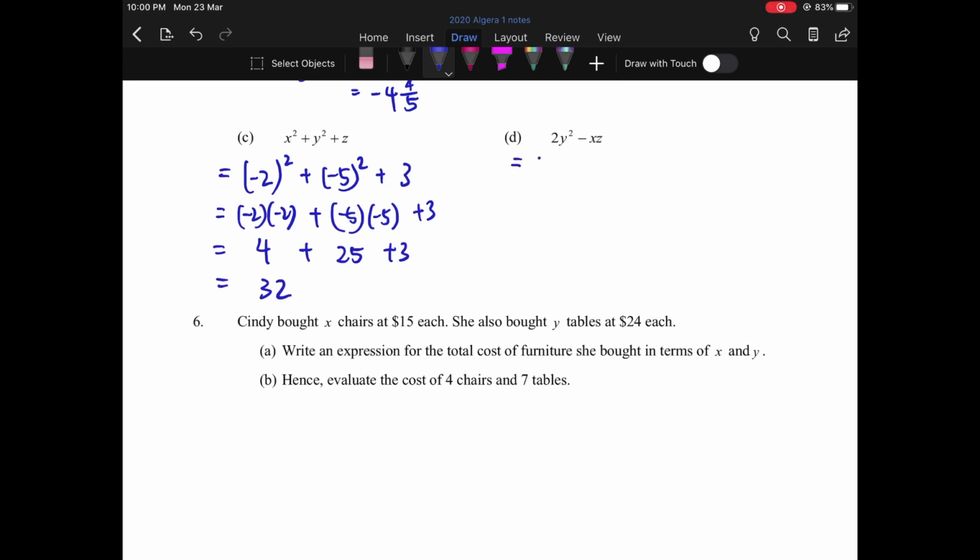Lastly, 2 times negative 5, and x is negative 2, so you need to subtract x times z. So this is 25, and then negative 2 times 3, you get negative 6, and this is 50. Double negative, you get plus 6. So 56.